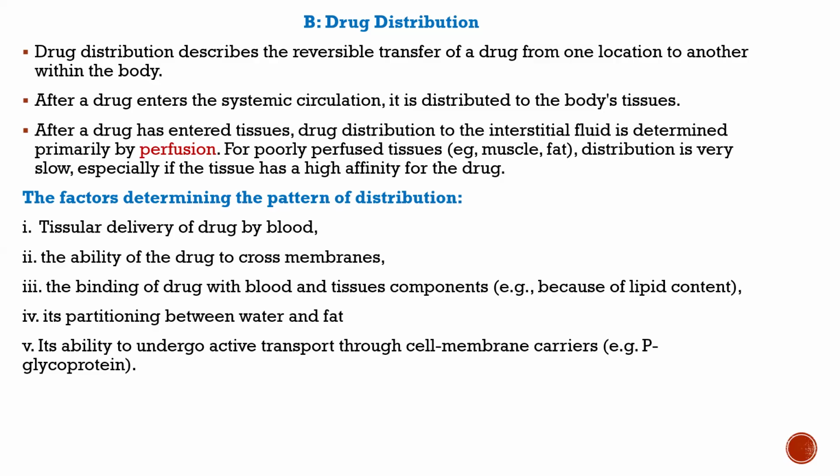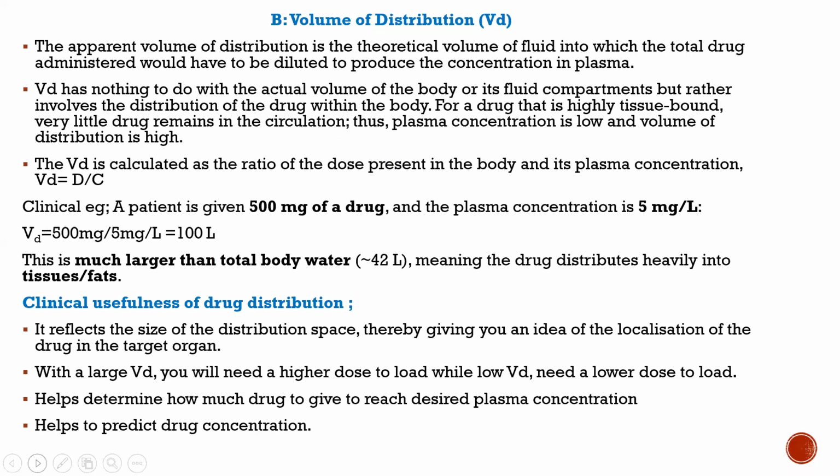Like I just said, if the drug has a high affinity, or if the tissue has a high affinity for the drug, then the tissue will bind to the drug and affect the distribution. We also have its partitioning between water and fats, and then its ability to undergo active transport through cell membranes, for example, the P glycoproteins. We've discussed what active transport means and how the carrier proteins can carry this drug against the gradients across the cell membrane. So it's also a factor that determines the pattern of distribution.